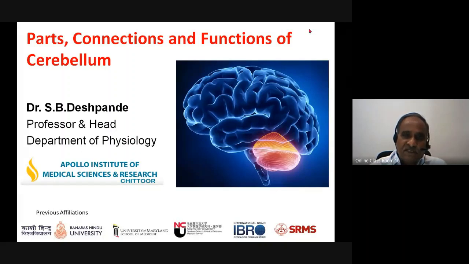Today I am dealing with another interesting part of the hindbrain, that is cerebellum. I restrict my discussion to the parts, connections, and functions of the cerebellum. And in the next class, I would continue with the circuitry and the various manifestations of the cerebellum. Here is the brain and the brainstem, and you have the cerebellum here as a part of the hindbrain.